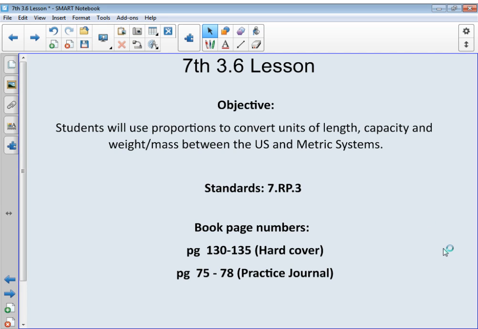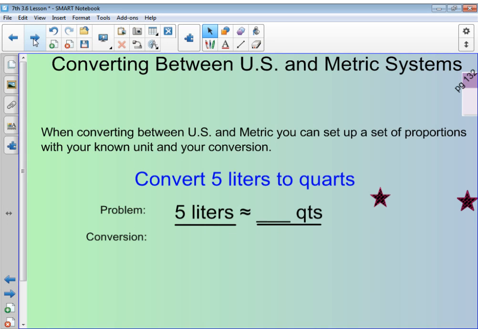Okay, this is the third part of lesson 3.6 for 7th grade math. Our objective: students will use proportions to convert units of length, capacity, weight, and mass between the US and the metric systems. The standard covered in this lesson is 7RP3. The page numbers out of the hardcover book are pages 130 through 135 and pages 75 through 78 out of the practice journal. Today we're going to be working with converting between the US and the metric system.